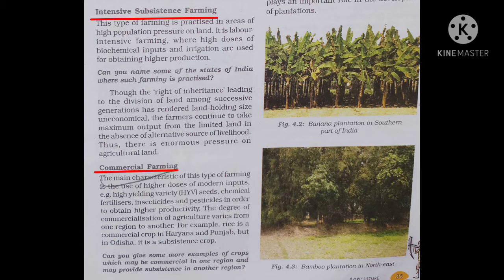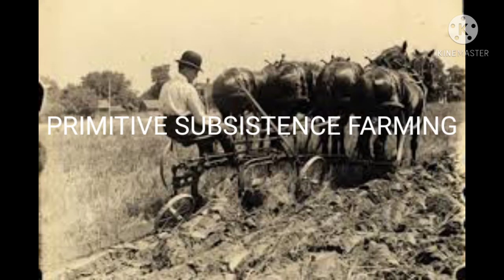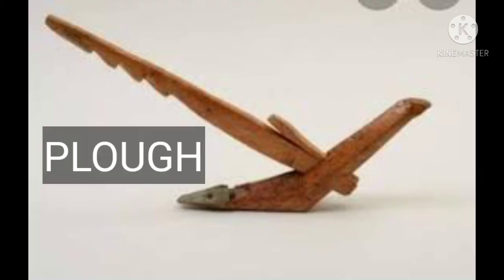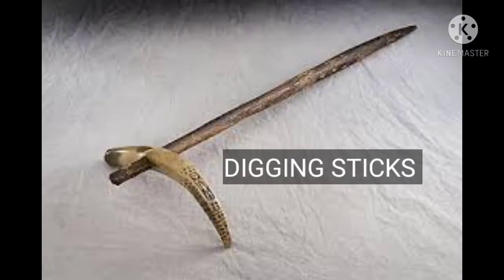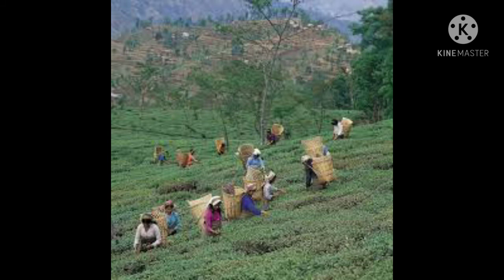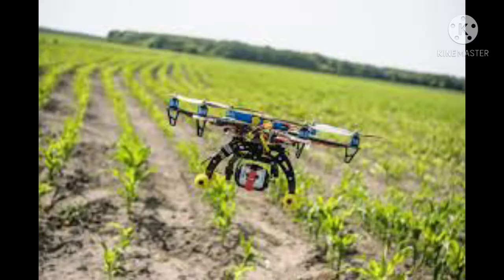First of all, we will see primitive subsistence farming. The meaning of the term primitive is having characteristics of an early stage. So the primary tools that were used in such kind of agricultural practice were hoe, plow, dhow, digging sticks, etc. And also in such kind of agricultural practices, families or community laborers are engaged.